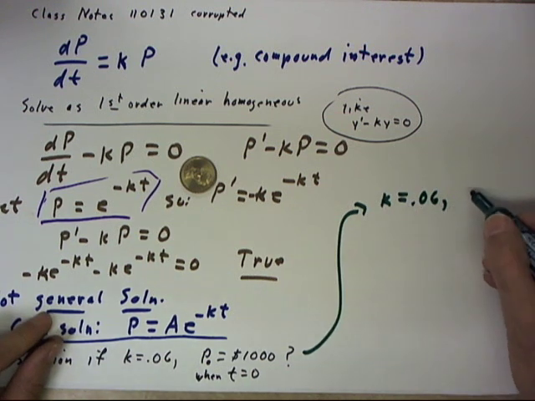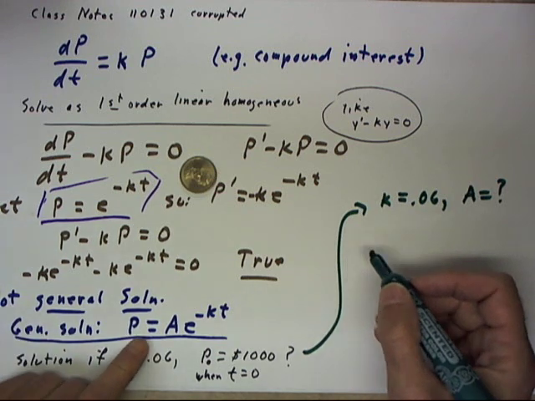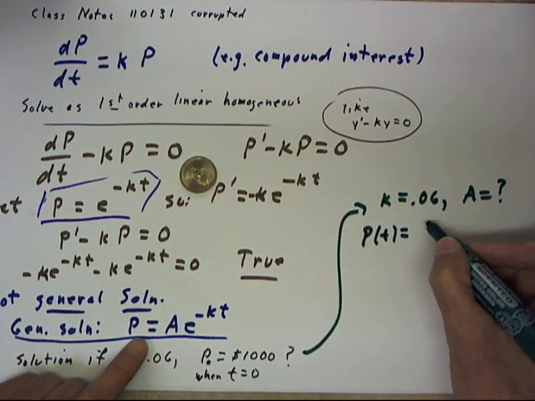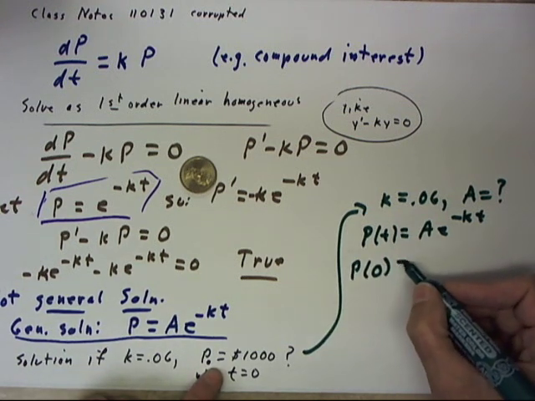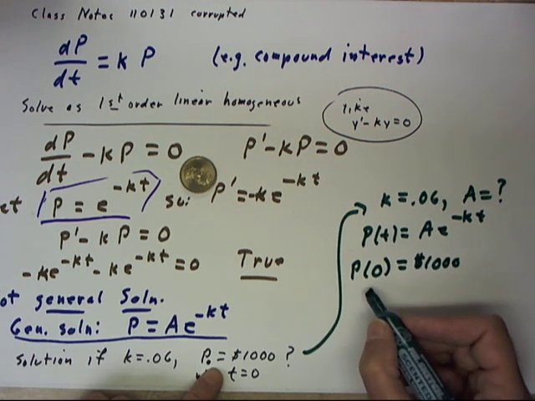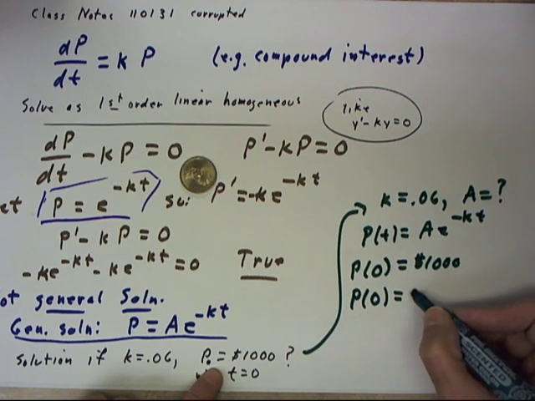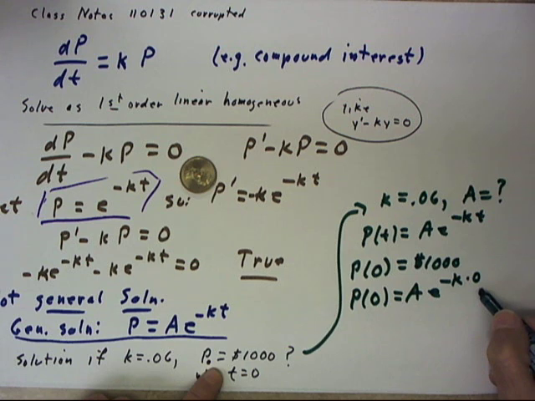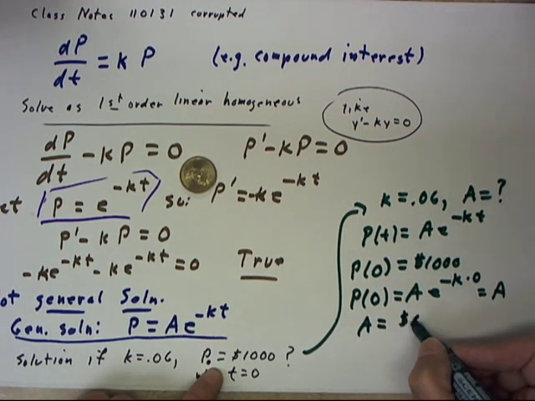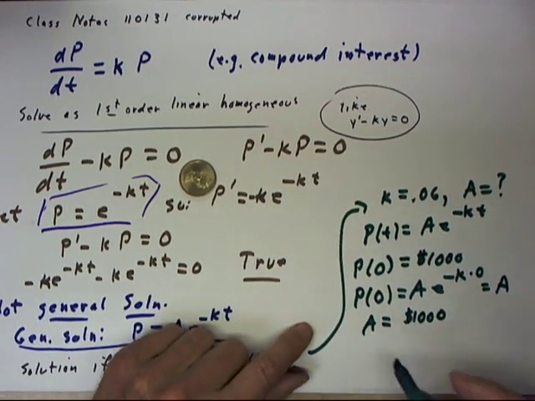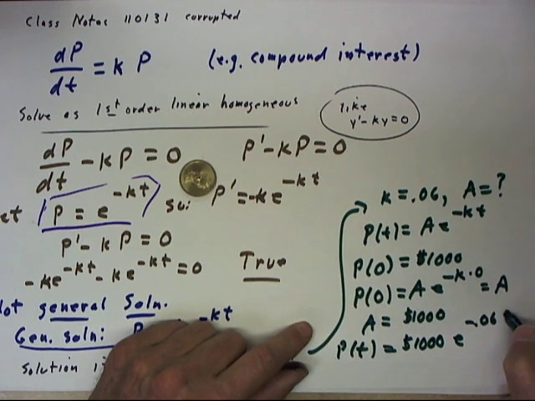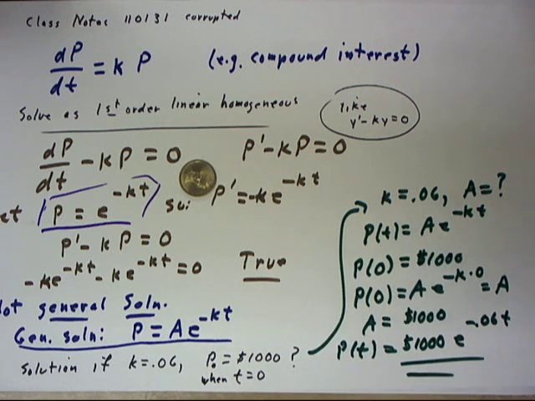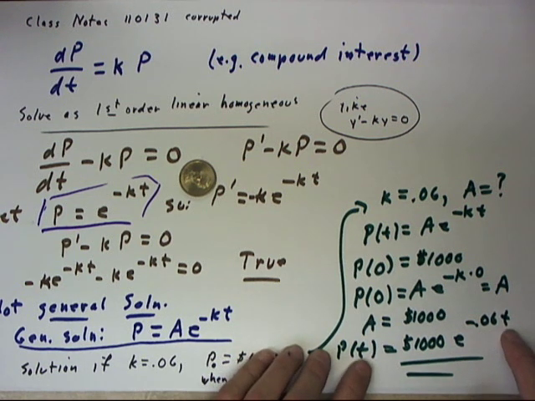This is going to correspond to a solution where k equals 0.06 and A equals what? Well, our general solution is P of t equals A e to the negative kt. If P of 0, our principal at time t equals 0, is $1,000, then since P of 0 equals A e to the negative k times 0, which equals A, we have A equals $1,000, and our function becomes P of t equals $1,000 times e to the negative 0.06t. This is the function that tells you how much money you have if you continuously compound $1,000 at 6% and continue this for a time t.